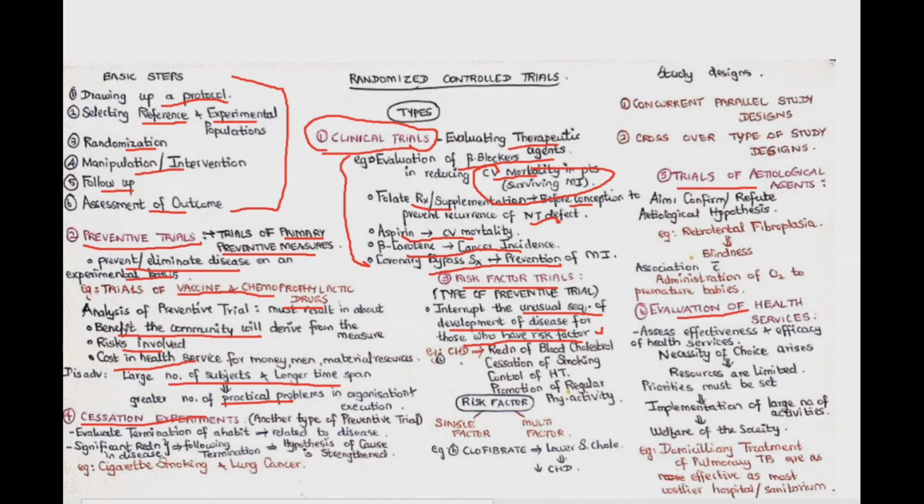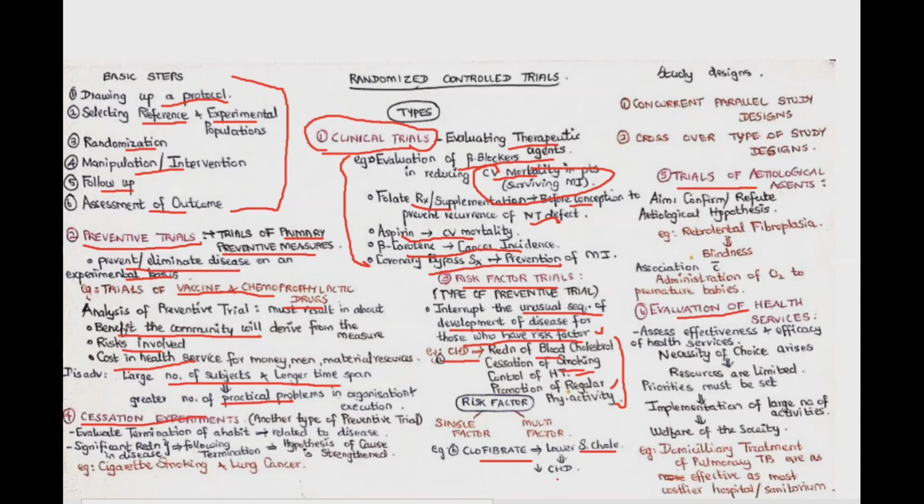For example, for cardiovascular disease, blood cholesterol, smoking, hypertension, and lack of regular physical activity are the risk factors. So we are intervening in these risk factors: reducing blood cholesterol level, cessation of smoking, controlling hypertension, and promotion of regular physical activity. All these reduce coronary heart disease. This is a risk factor trial, for example. So a risk factor can be a single factor or multi-factor. Here coronary heart disease is multifactorial. Okay, then clofibrate can be given to lower the serum cholesterol, which can further lower coronary heart disease. This also comes under the risk factor trial.